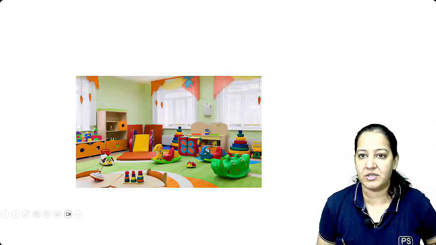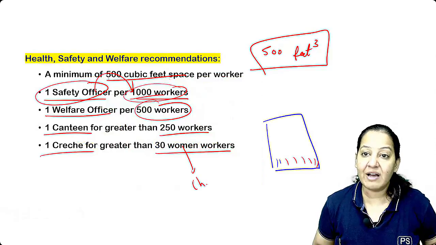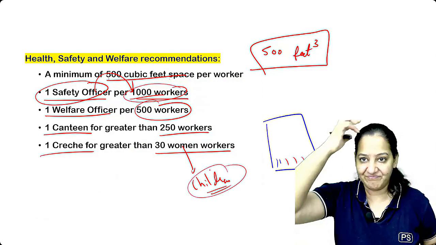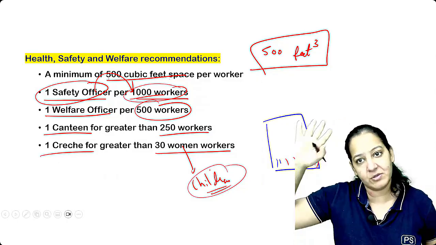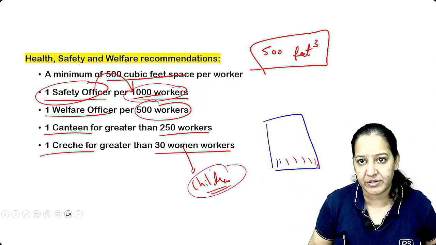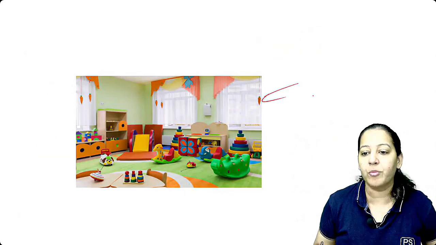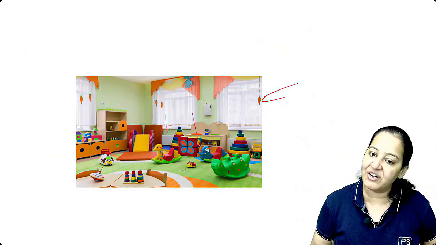You know what a crèche is? Women have children, and they always have children with them. So where will they keep their children? They cannot leave their children alone. The father is also going, the mother is also going. Who will take care of the children? So they can bring their children to the factory. There is a small room, a play area type, where they can leave their children and keep on working.